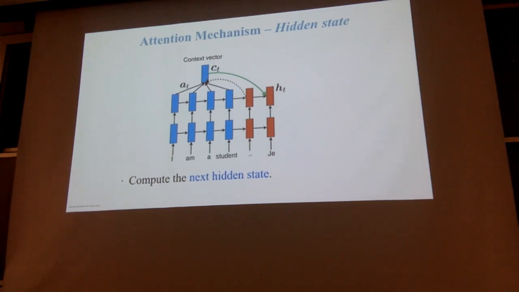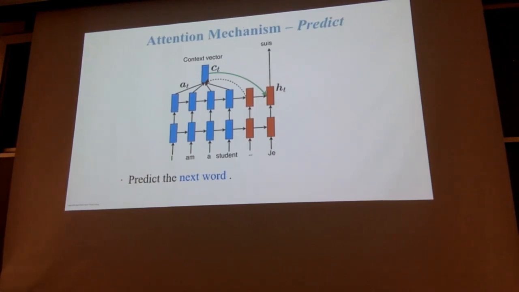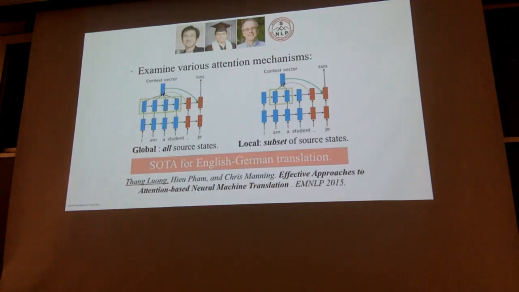And then, just like normal, there's a softmax that uses that state to make a prediction, to assign probabilities to the entire vocabulary, and then we pick the one with the highest probability. And it seems to work actually pretty well. So there's different ways of doing this.